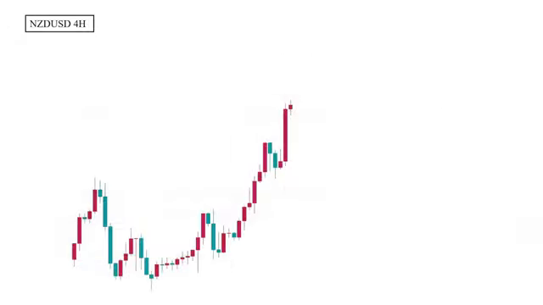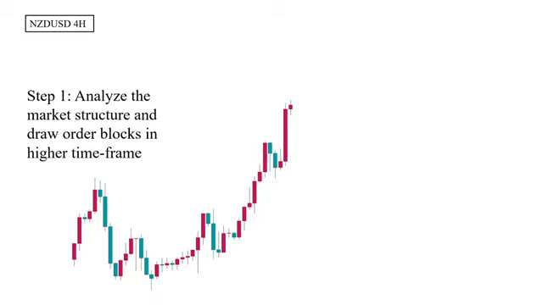Look at this 4-hour chart of the New Zealand dollar, which is our higher time frame. In the first step, we analyze the market structure and point out the most recent order blocks. Here we have an uptrend, with this recent move with imbalance and break of structure. So, this level is a perfect order block zone that potentially can get rejected and give us a trading opportunity. Now, all we have to do is wait for the price to touch the order block zone.